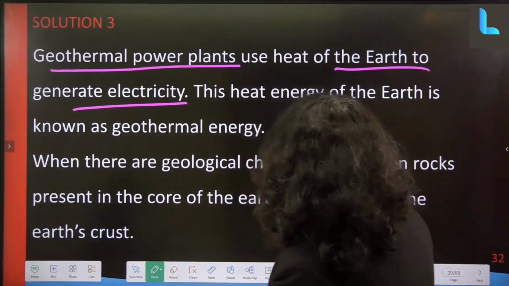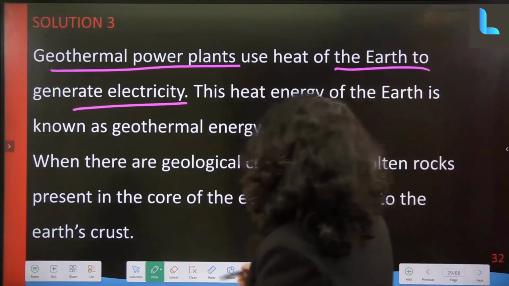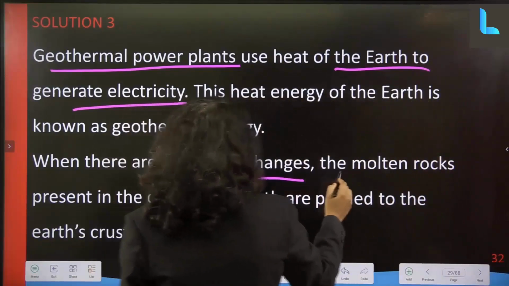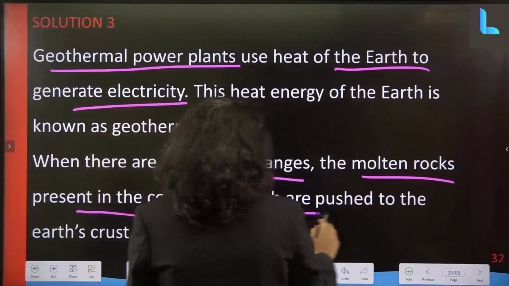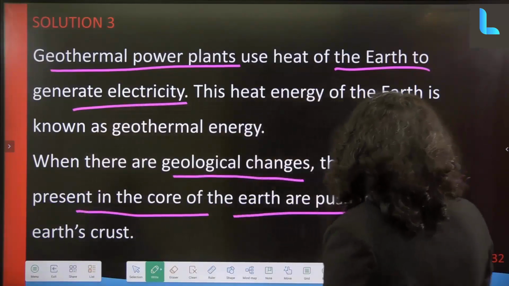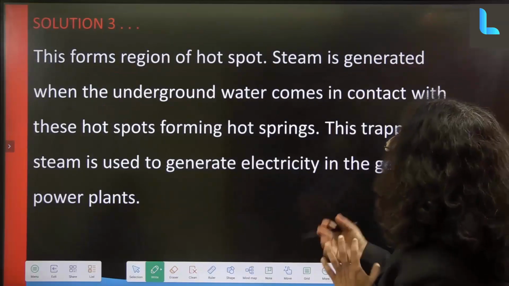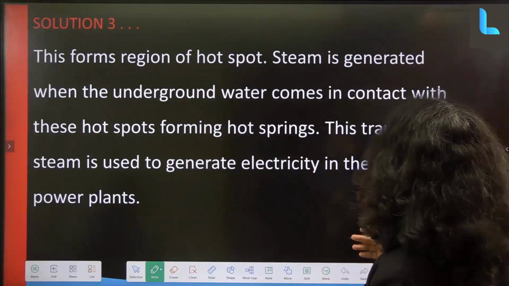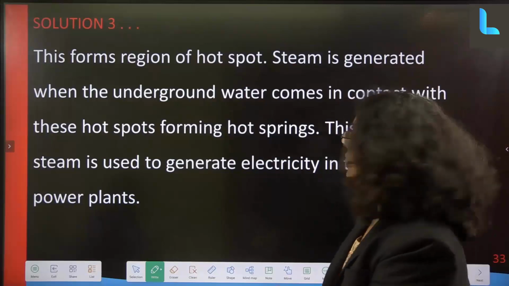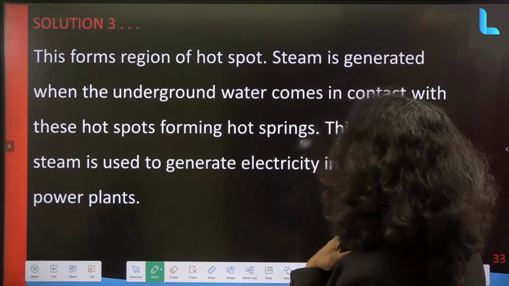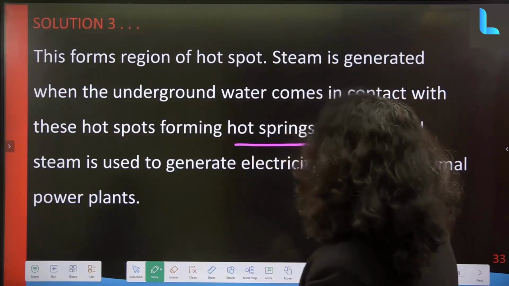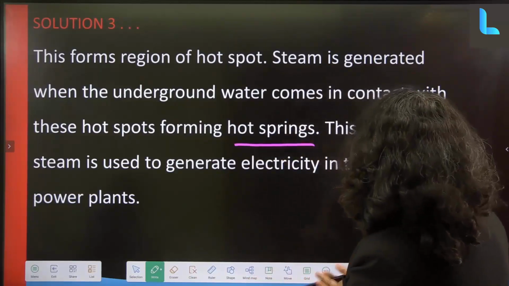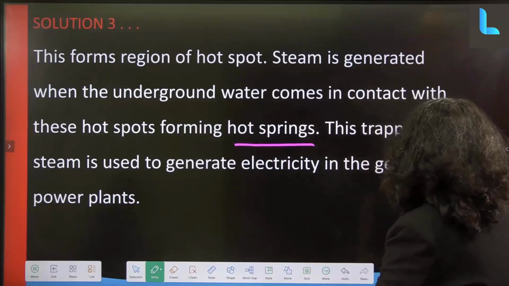When there are geological changes, what changes are possible? Molten rocks present in the core of the earth are pushed to the earth's crust. This forms a region of hot spot. Steam is generated when underground water comes in contact with these hot spots, forming hot springs. This trapped steam is used to generate electricity in geothermal power plants.